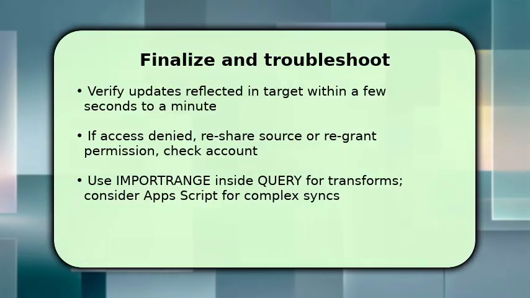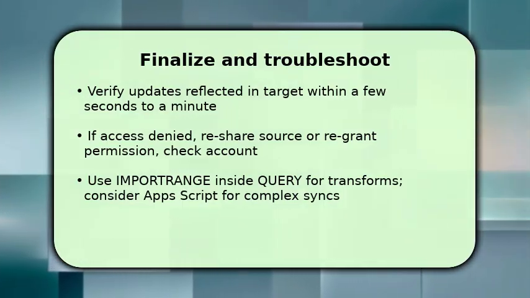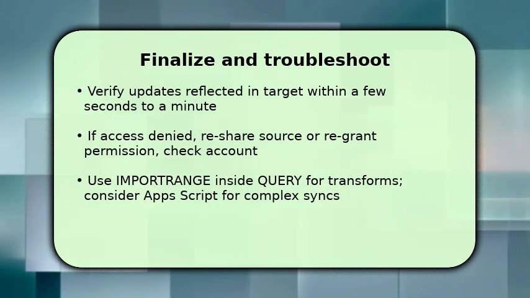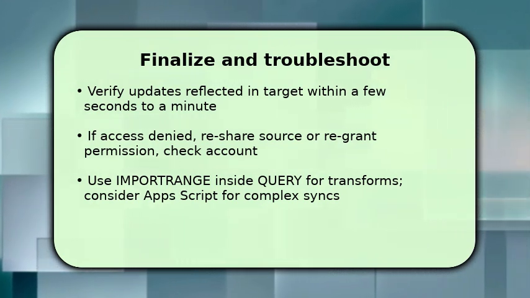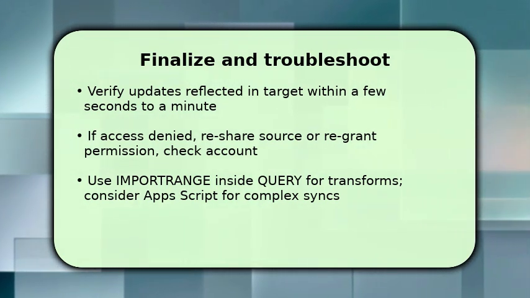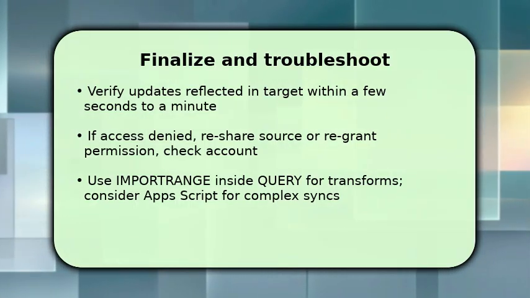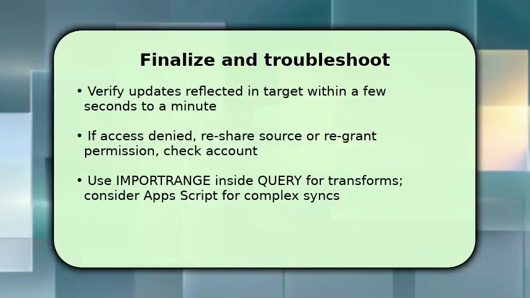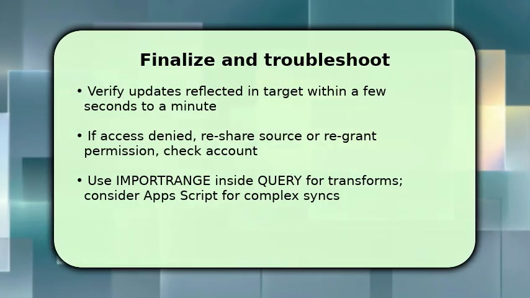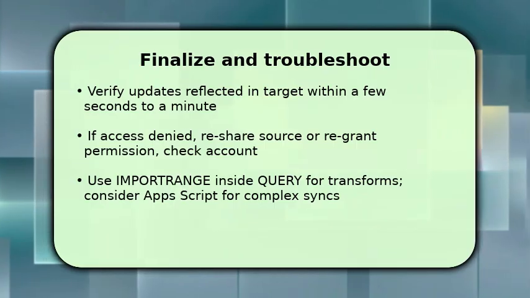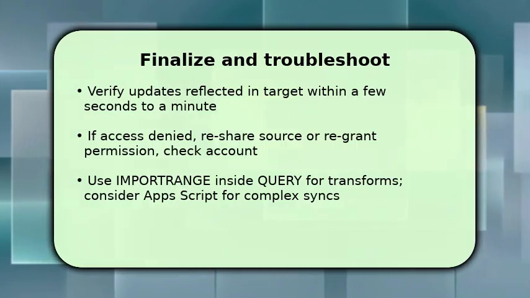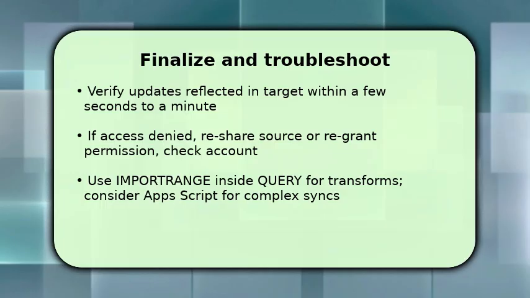Small delays are normal. If data doesn't appear, first check sharing and regrant import range permission by opening both sheets while signed into the same account. Make sure your spreadsheet key and range are correct, and avoid merged cells inside the import range. For persistent issues, rebuild the formula in a blank sheet, and remember that AppScript can replace import range for scheduled or more complex syncs.